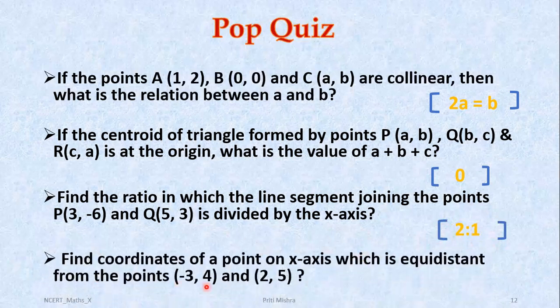Now let's have the last question. Find the coordinates of a point on the x-axis which is equidistant from the points (-3, 4) and (2, 5). Very simple question. You just have to use the distance formula here. So the answer is (2/5, 0).